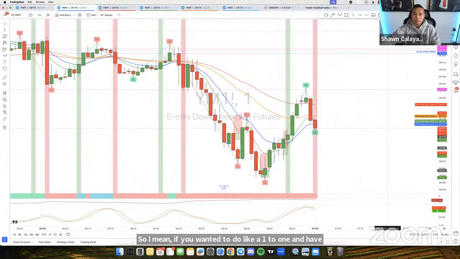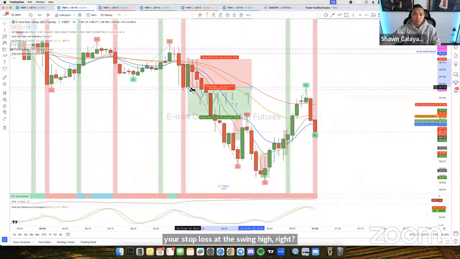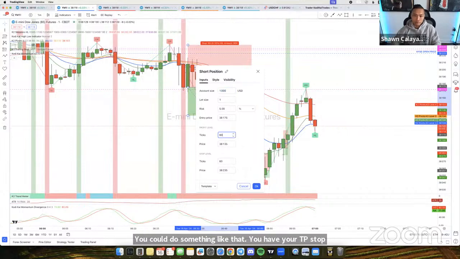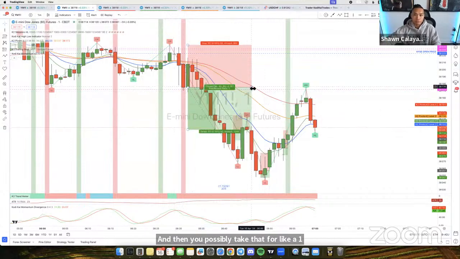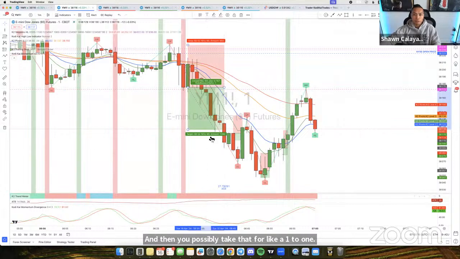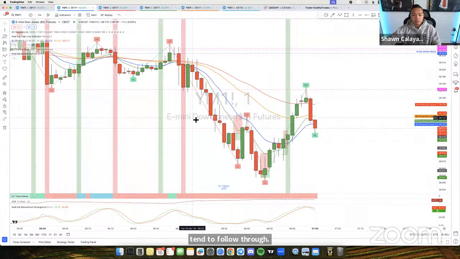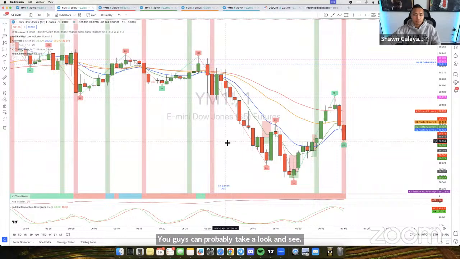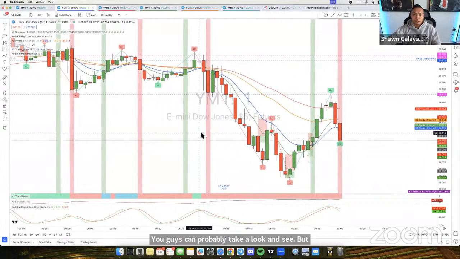You have your TP and stop loss set to the swing, should be up here, and then you possibly take that for a 1-to-1. It's a bit of a bigger move, but the divergence does tend to follow through. I haven't really tested it myself, but at some point in the future, once I release this indicator to you guys, you can probably take a look and see. But from your hypothesis there, it looks good, right?